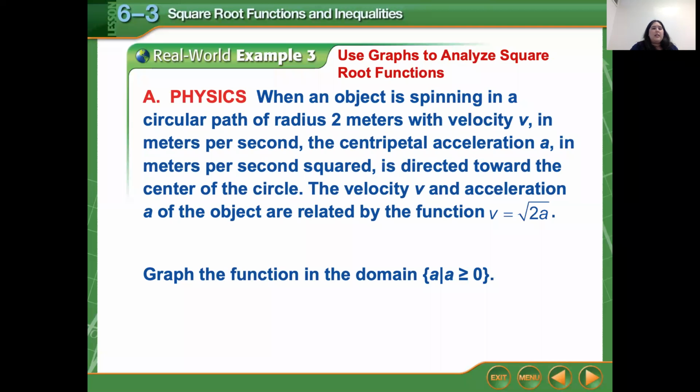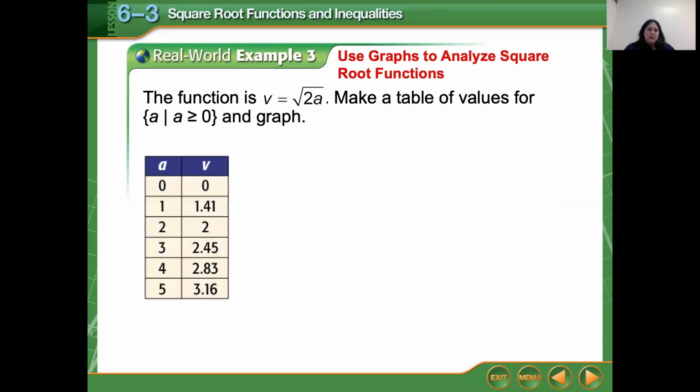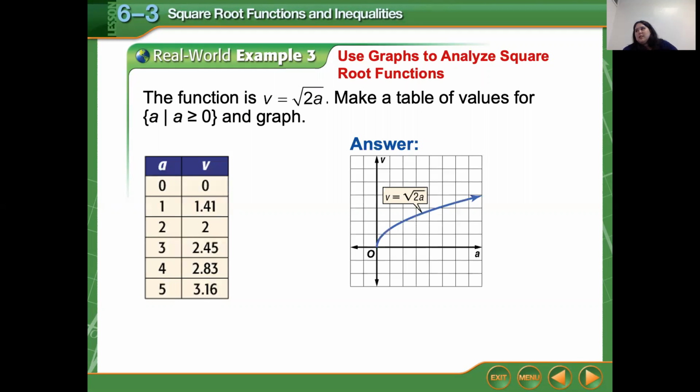So we're going to go ahead with, in meters per second, the centripetal acceleration a in meters per second squared is directly toward the center of the circle. Velocity v and acceleration a of an object are related by the function v equals square root of 2a. So we're going to go ahead and graph this. The function v equals square root of 2a. We're going to make a table and then plot the points. And that's all we really need to do.